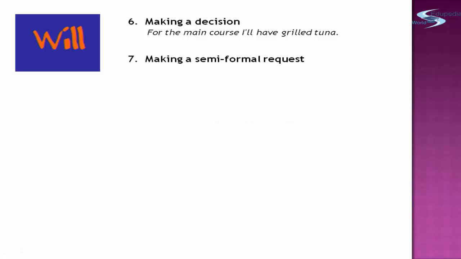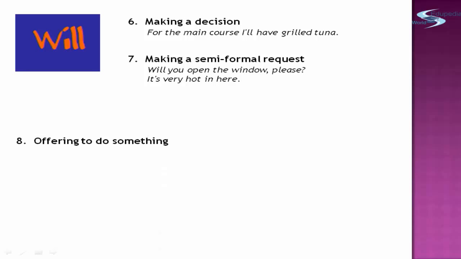The continuation of the functions of will are number six. It is for making a decision. For the main course, I'll have grilled tuna. Seven, it is for making a semi-formal request. Will you open the window, please? It's very hot in here.